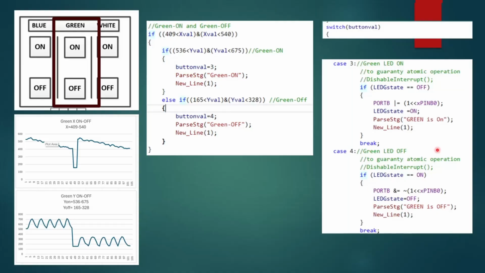Now again, with this, I have a switch statement, and if it's 3, then I know I need to turn the green LED on, but first I have to make sure it hasn't been turned on before. If it's been turned on before, I ignore it. If it's off, then I turn it on and then send information to the laptop. If it's 4, then I make sure it's on. If it's on, then I'm going to turn it off.